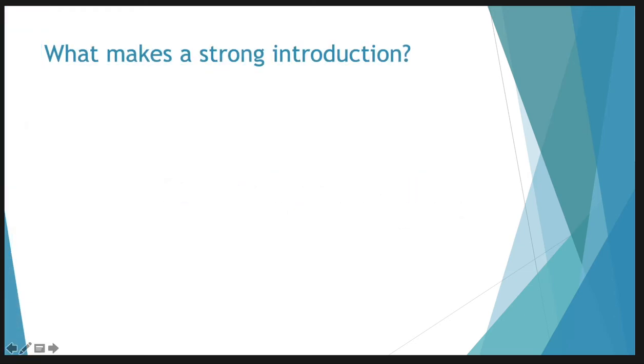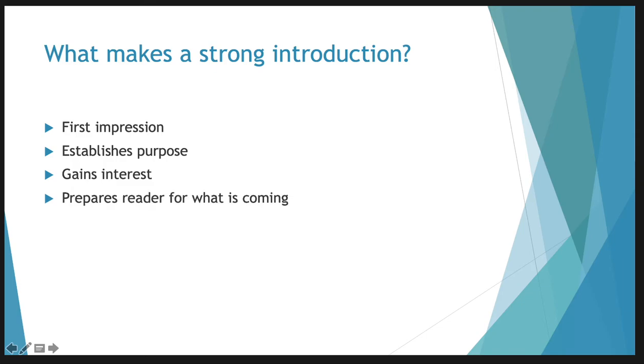So what makes a strong introduction? The introduction is your first impression, so a strong introduction is going to be clear and concise and really pull the reader in. It's going to establish a purpose for the essay to come. It's going to gain interest for the reader, and really importantly, it's going to prepare the reader for what is coming. So your introduction is the thing that gets your reader ready. It should be super, super clear, and it should match everything else that comes later.